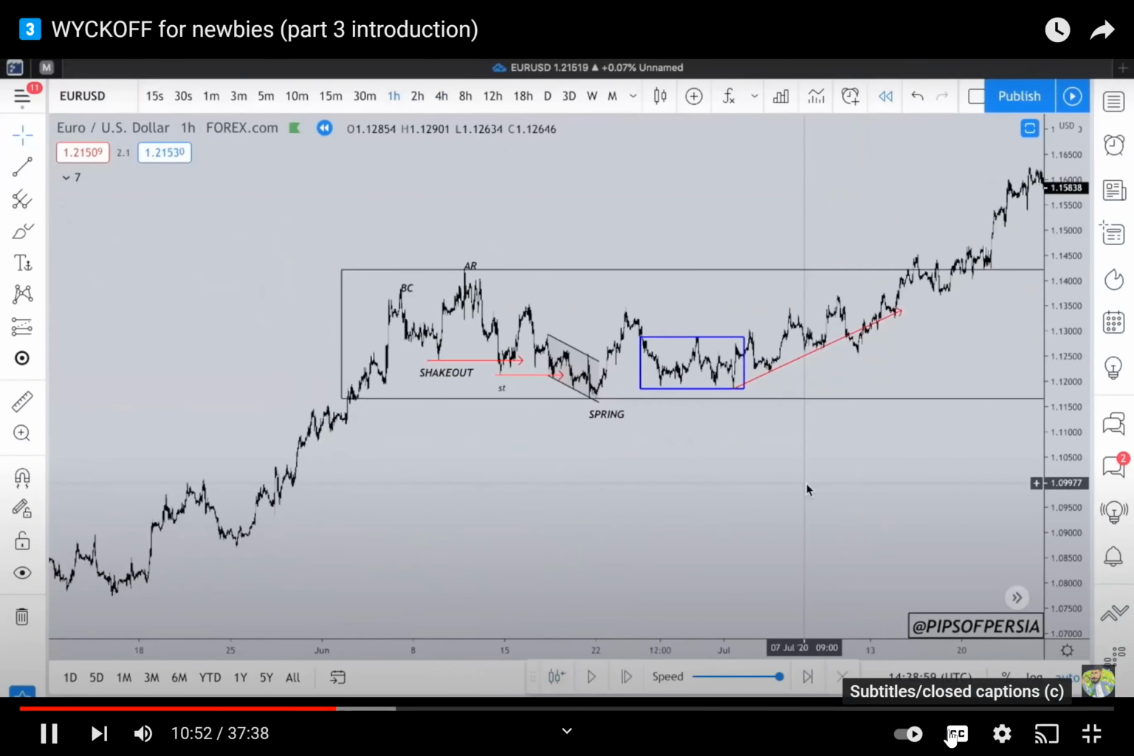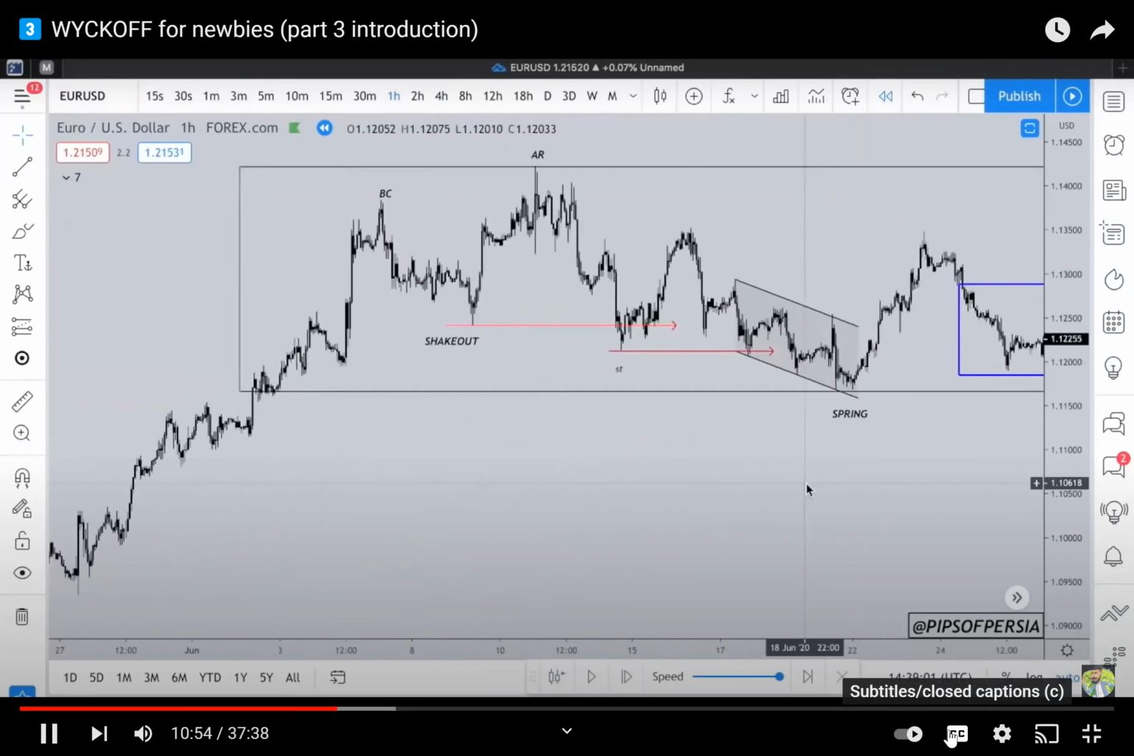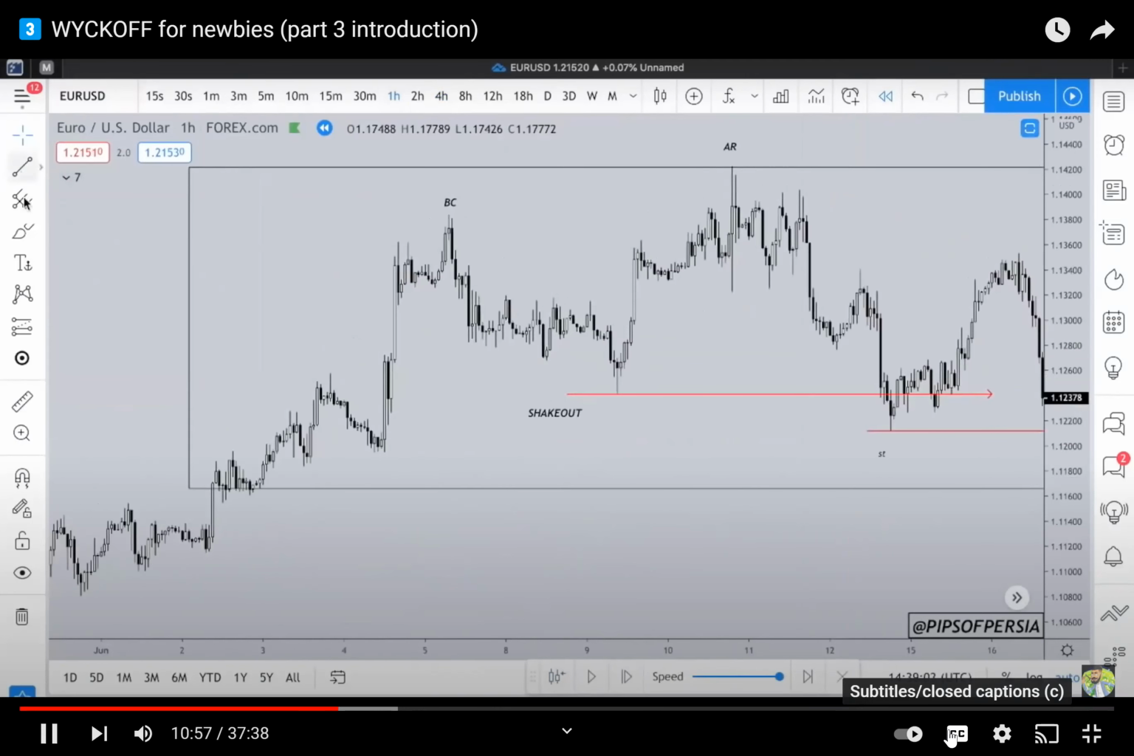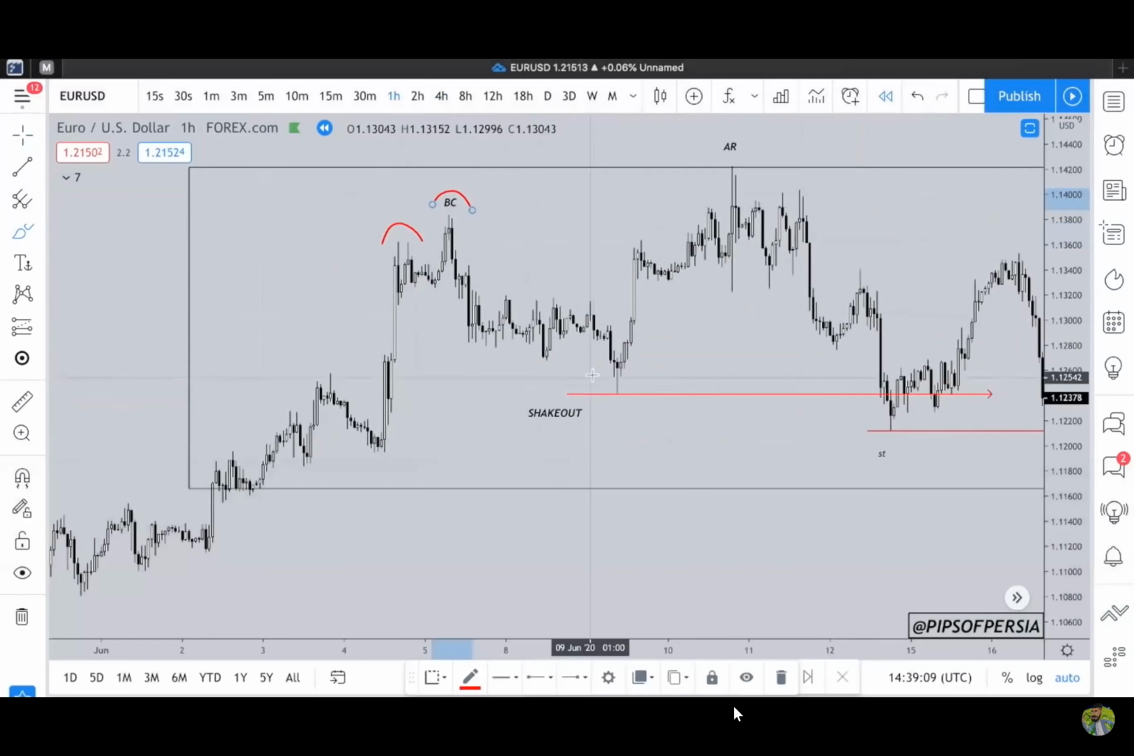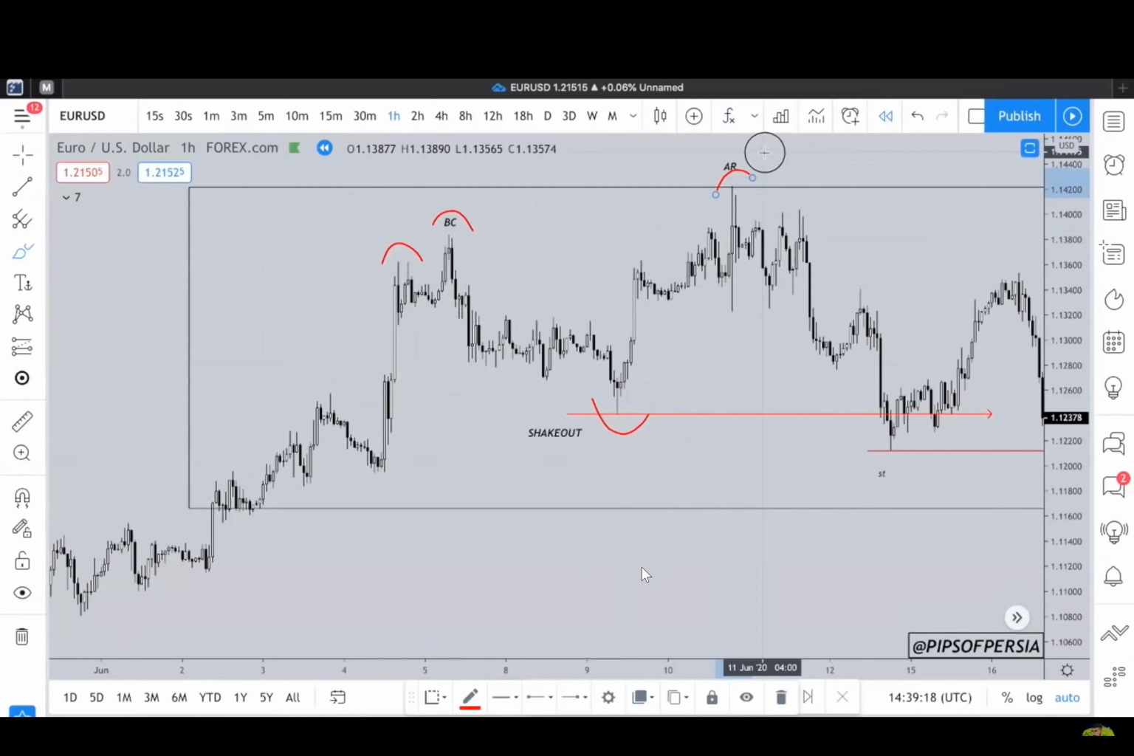So let's have a look at it first from a distribution perspective, because that's exactly what we saw at the very beginning, with this looking like the preliminary supply, this being the buyer's climax all the way down to the sign of weakness and the move to the upside as your upthrust. So this at the very beginning, you can see that it did indeed look like a perfect distribution.